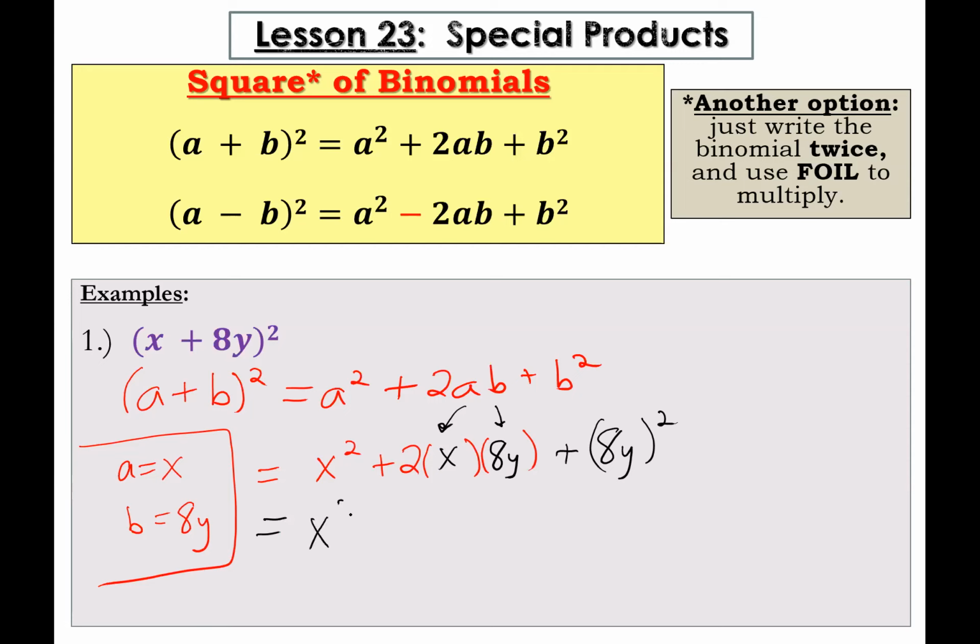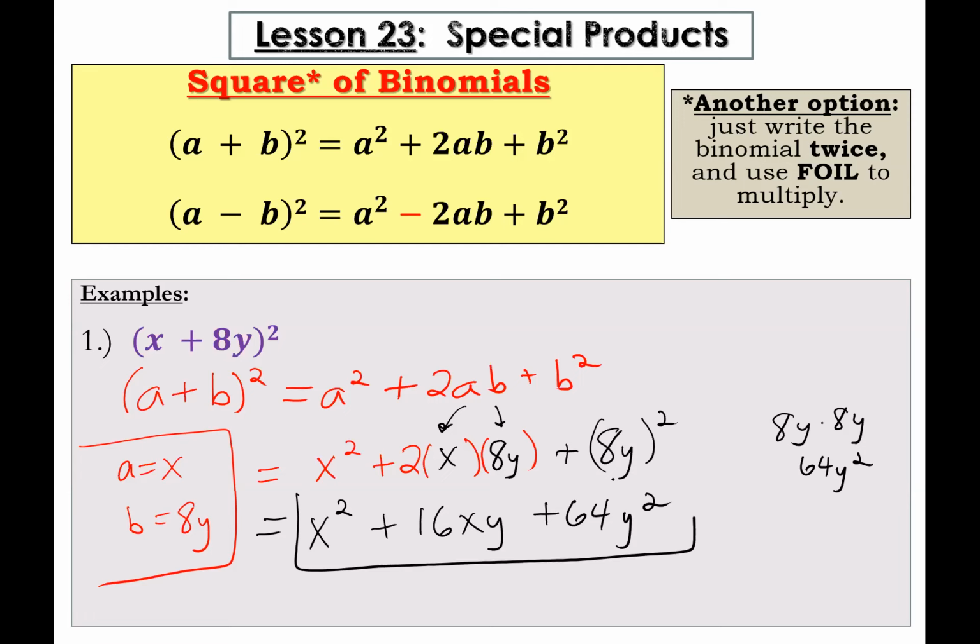X squared is still just x squared. This whole thing right here is all one term, 2 times x times 8y. So we'll multiply all of that together. 2 times 8 is 16, x and y. And then finally, 8y squared, that's 8y times 8y, which is just 64y squared. So remember when I said don't? The answer that I was referring to that would have been incorrect was just going to be the x squared and the 64y squared. The middle term is usually what people forget or miss if they try this without knowing what to do.